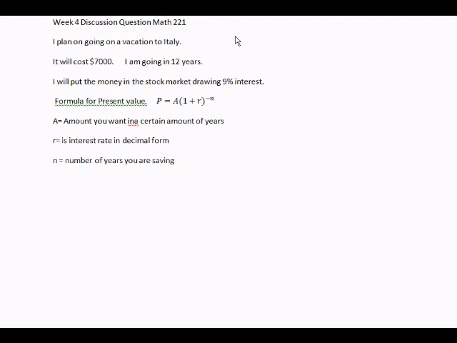So first it says you're going to plan some kind of a future event, either purchase something or do something in the future that's going to cost some money. It's going to be 12 years in the future. Now, it also says in the instructions, pick something between $2,000 and $50,000. So I'm picking that I'm going to go on a vacation to Italy in 12 years, and the vacation is going to cost me $7,000.